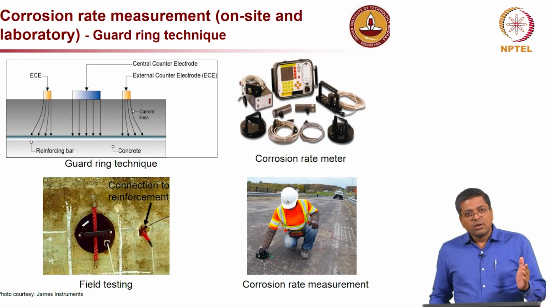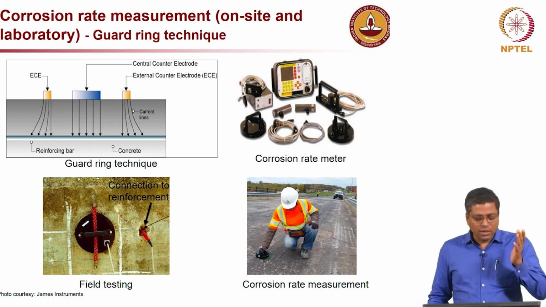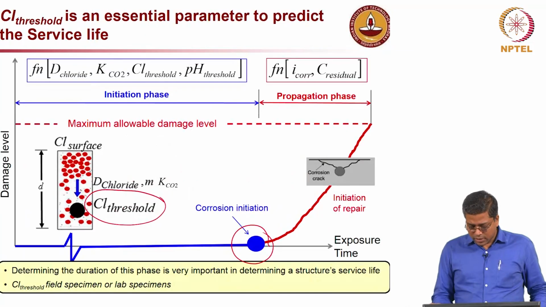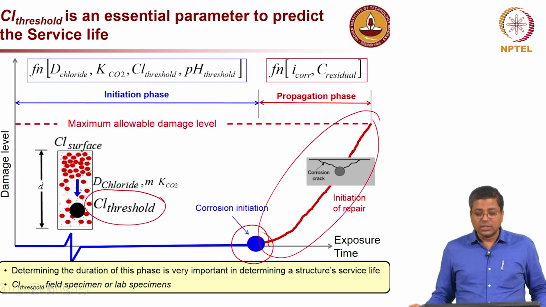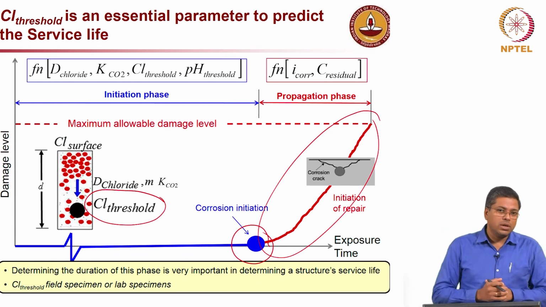Now, once the corrosion starts, there is something called the propagation phase, which we discussed earlier. Here you can see this red region, that is the propagation phase. So, it is very important for us to know how much is the residual service life.